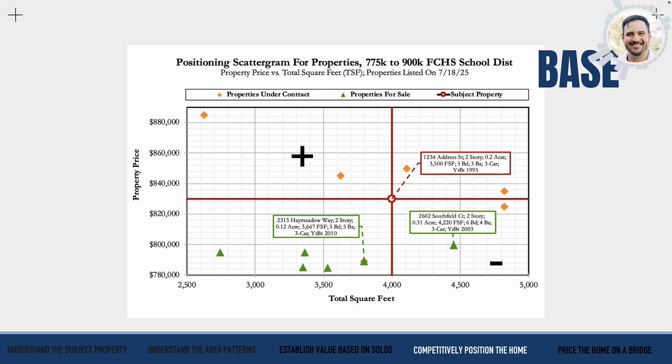If we look at the other one down here on Hay Meadow Way, this is a 2-story on a smaller lot, 5-bed, 5-bath, 3-car garage, but built in 2010, so much newer than ours. Someone might say, yeah, but I want a bigger lot. Okay, but this is kind of a coin flip. And because we're not in our buying window, we only have one of the advantages in our corner.